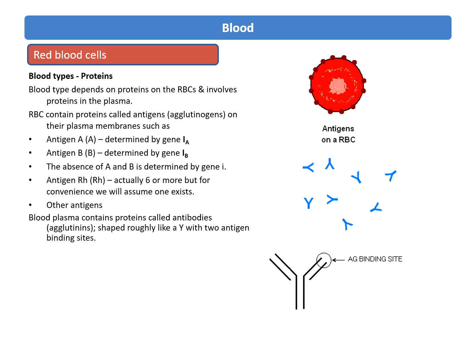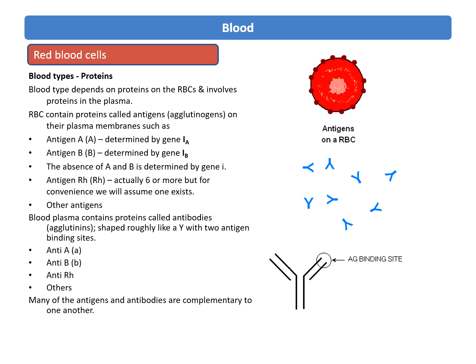Blood plasma contains proteins called antibodies, or agglutinins. They're shaped roughly like a Y with 2 antigen binding sites. There's one called anti-A, designated with the lowercase a, another one anti-B, designated with lowercase b, and then there's one called anti-Rh, and there are others. Many of the antigens and antibodies are complementary to one another. This is a critical point. Antigens can be abbreviated AG. Antibodies will be abbreviated AB.